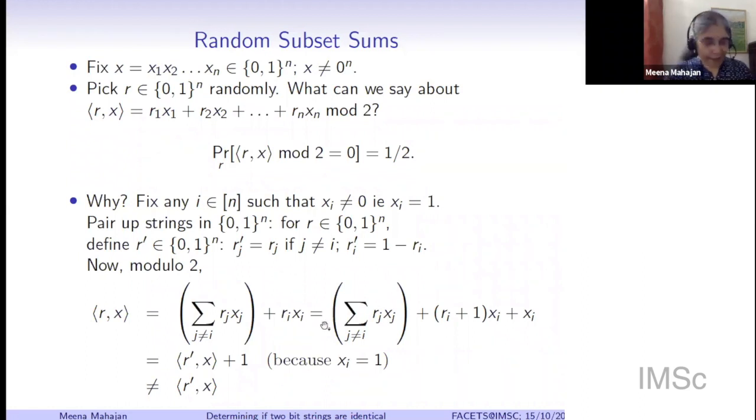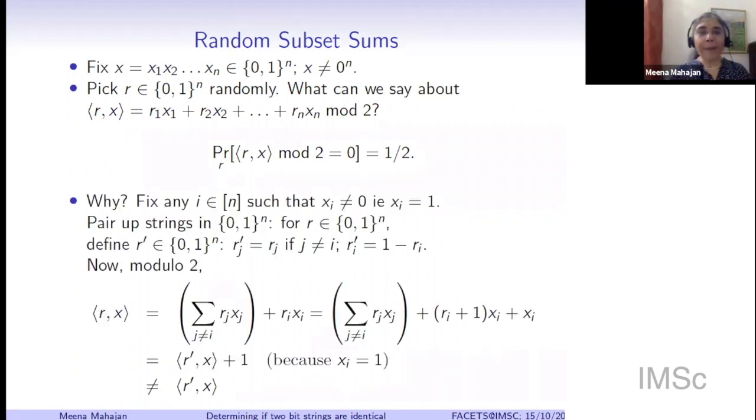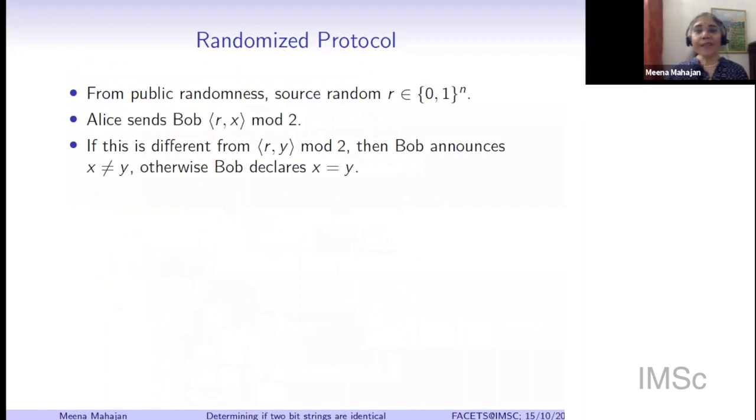Like I said, if you would like to, you can go over this analysis later and think about it. Right now, this is the important fact we want to use. If X is not an all-zero string, half the random strings will map it to a 0 and half of them will map it to a 1. And how do we use this? Here's a protocol.